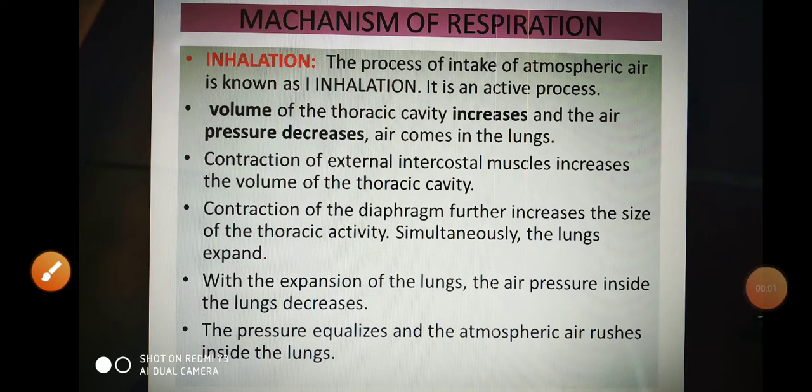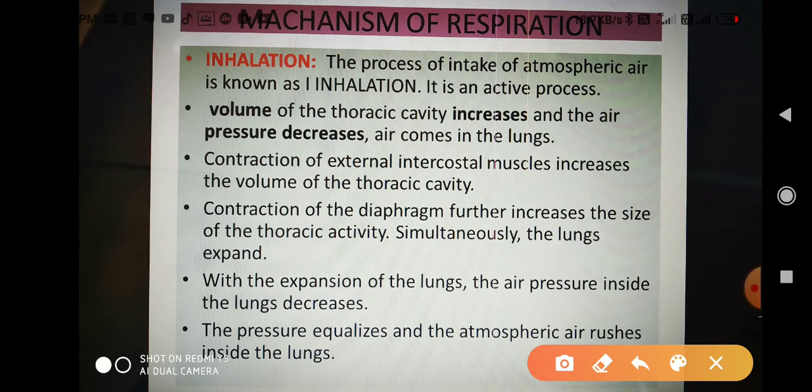Now next is the mechanism of respiration. In respiration, two are the main processes. One is called inhalation and the next is called exhalation. Now, see the inhalation. The process of intake of atmospheric air is called inhalation. This is an active process. Energy is utilized in this process.